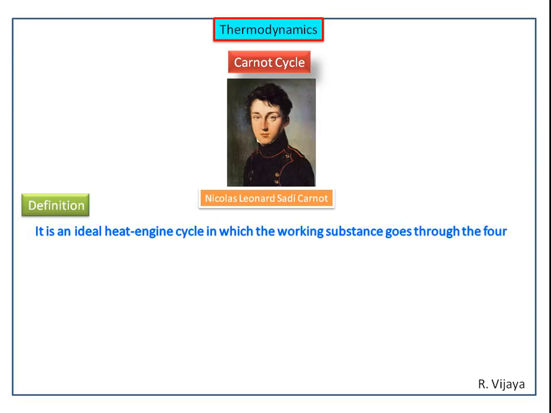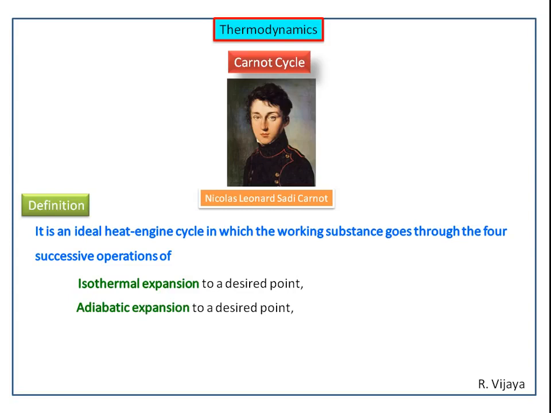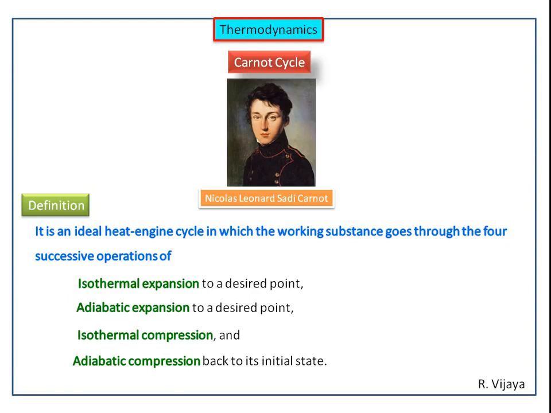It is an ideal heat engine cycle in which the working substance goes through four successive operations: isothermal expansion, adiabatic expansion, isothermal compression, and an adiabatic compression back to its initial state. Now we see the details of the Carnot cycle.